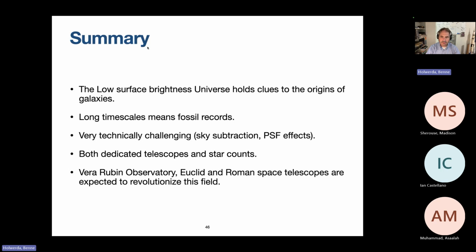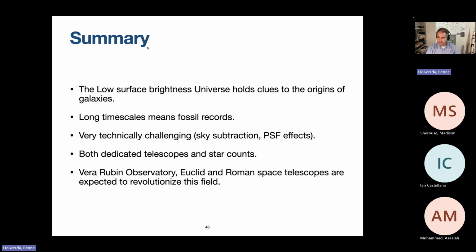So both Euclid and Roman. Euclid is the European Space Agency mission. It has already been up for almost a year now, and eventually it will take an infrared picture of the whole sky. The Roman Space Telescope is close to launch. I think it's a year and a half away. And the Roman Space Telescope is a NASA mission.